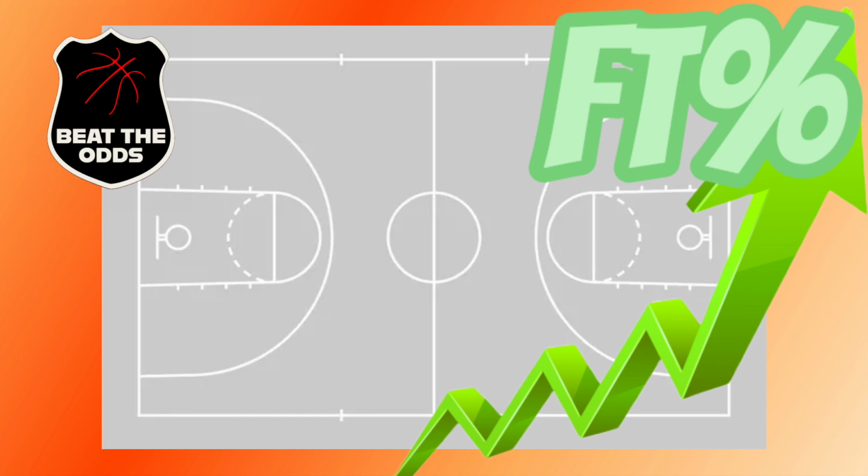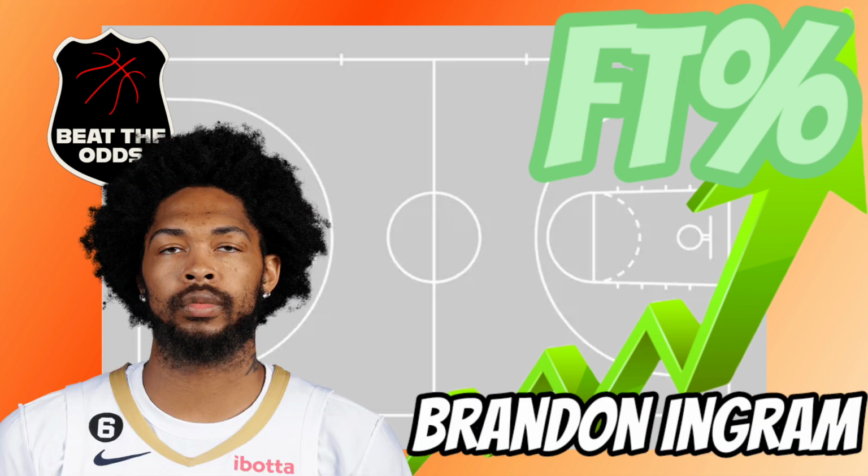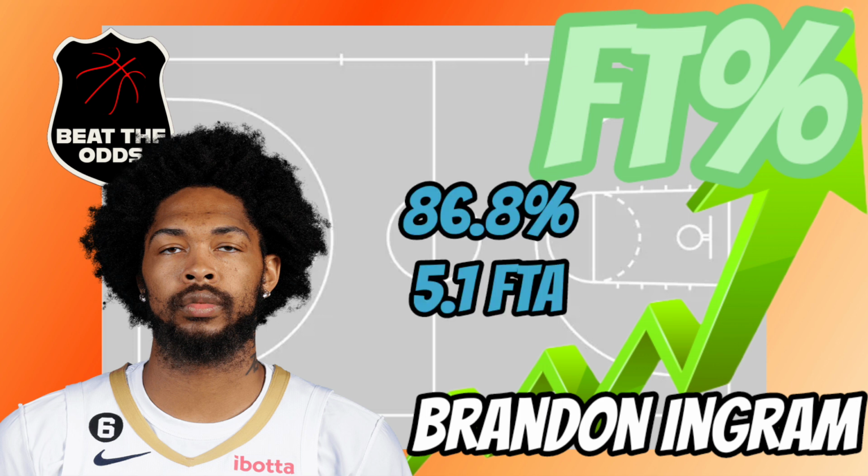Looking at some power forwards now, we got Brandon Ingram in New Orleans, 86.8% from the line, 5.1 attempts per game. He's another very high impact player. That's a very solid mark to get for somebody you can plug in on your power forward spot. Now, of course, he is injured.